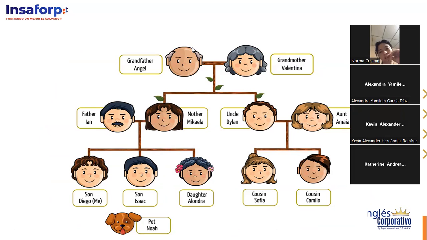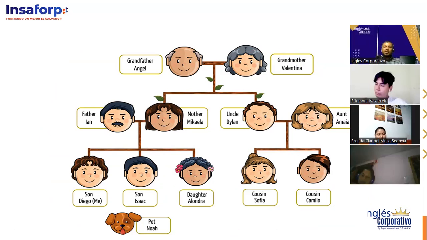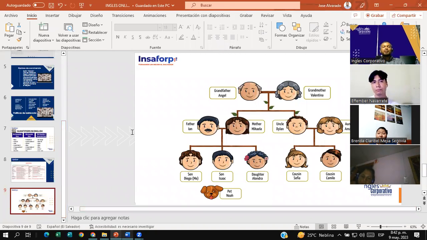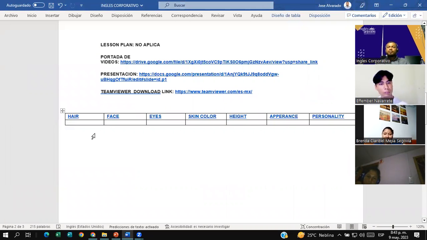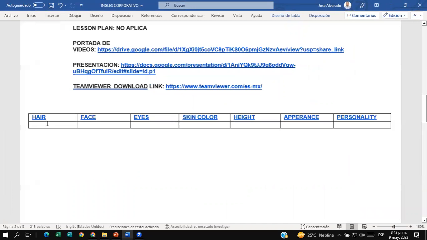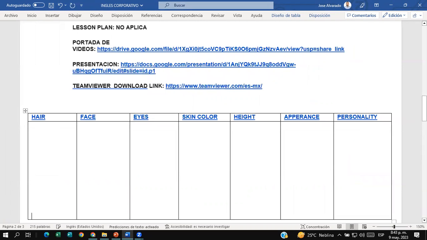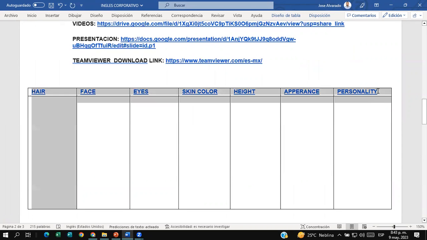Actually, I'm going to share with you a Word page, because in the next class you will be able to describe your family. That's going to be the next activity, okay? So, in order to describe your family, you need to know some adjectives. For example, if you want to talk about hair, there are some adjectives that you need to use.